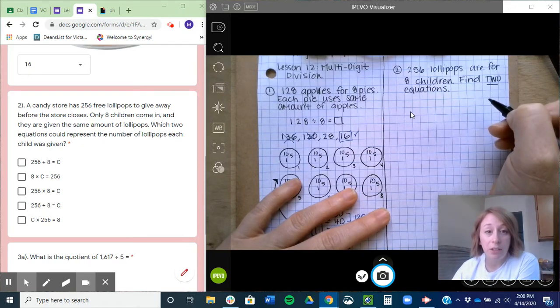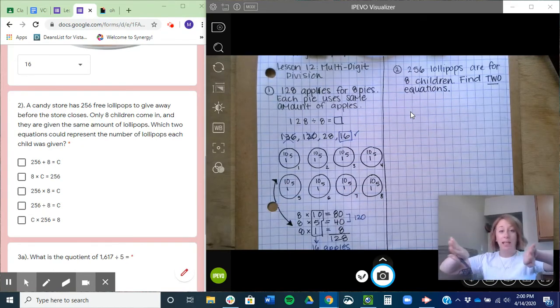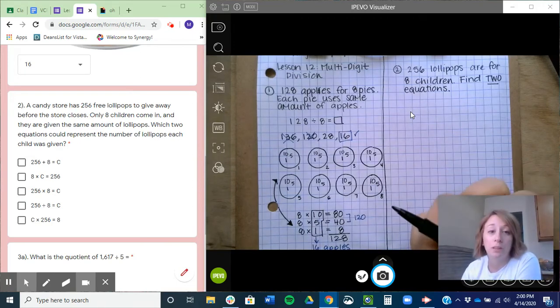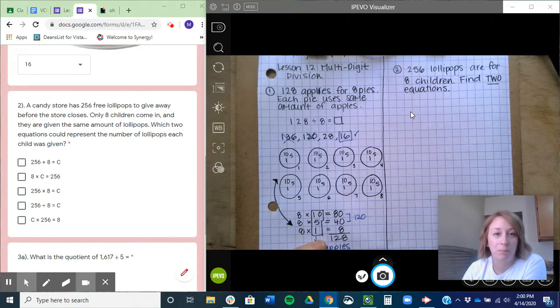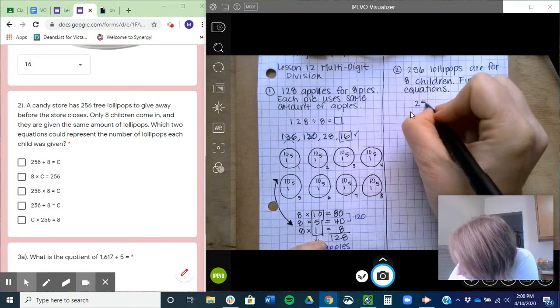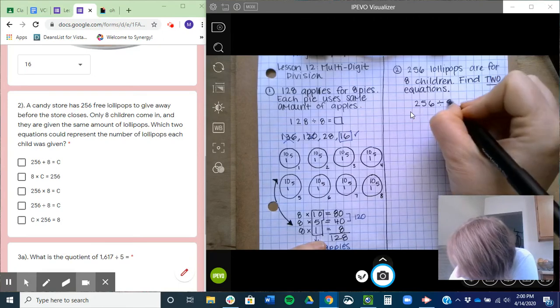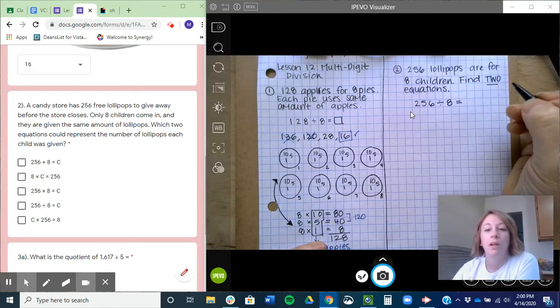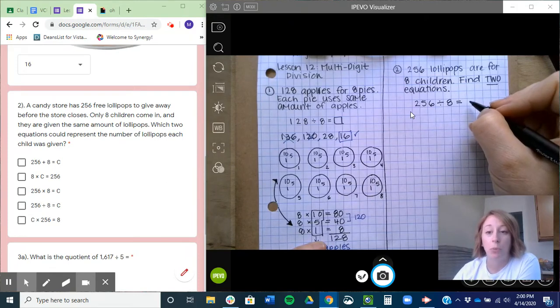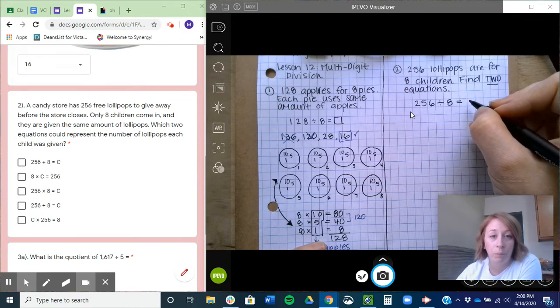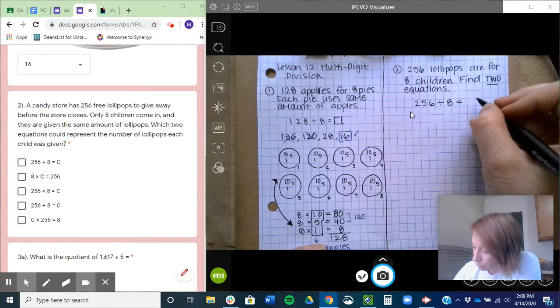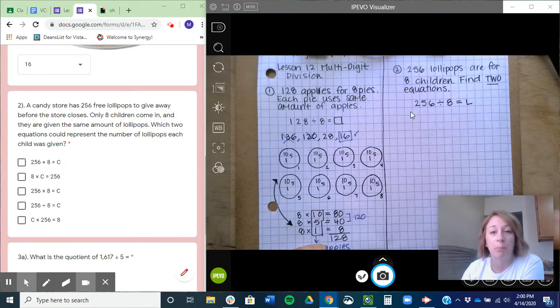Well, since we know that the lollipops are being split into 8 equal groups, and those groups are the 8 children, we already know one number sentence. That's right. That number sentence is 256 divided by 8. Let's use a red letter to represent what we don't know. What do we not know in the story? That's right. We don't know the number of lollipops that each child is getting. So let's write the letter L to represent lollipop.